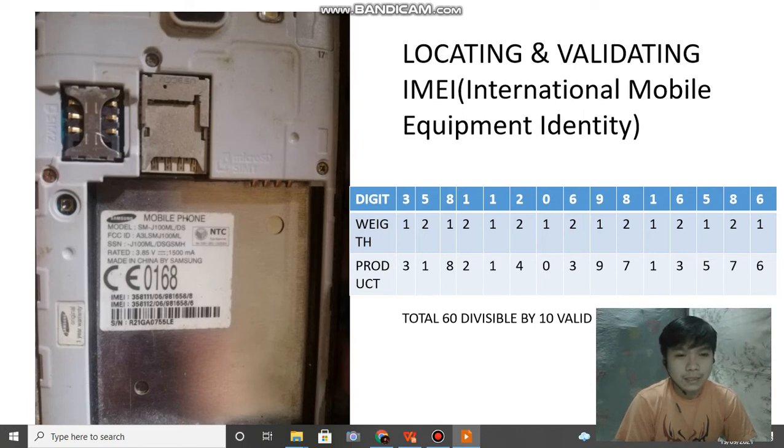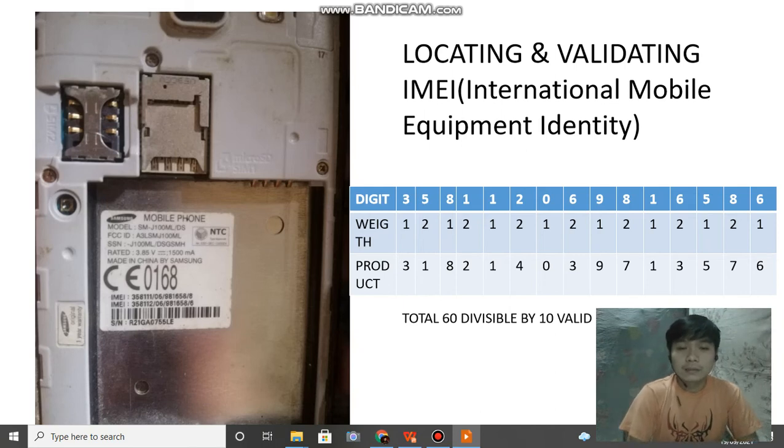9 times 1 is 9. 8 times 2 is 16, which cannot be, so 6 plus 1 is equal to 7. Then 1 times 1 is 1. 6 times 2 is 12, so 1 plus 2 is equal to 3. 5 times 1 is equal to 5. 8 times 2 is 16, so 6 plus 1 is 7. 6 times 1 is 6.